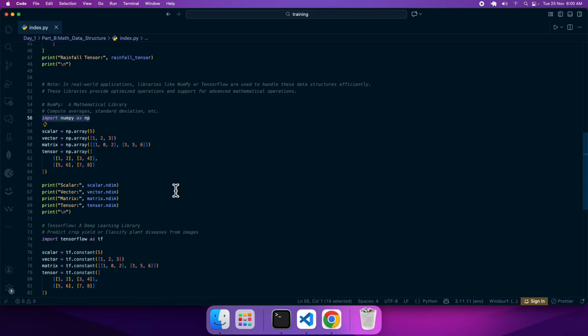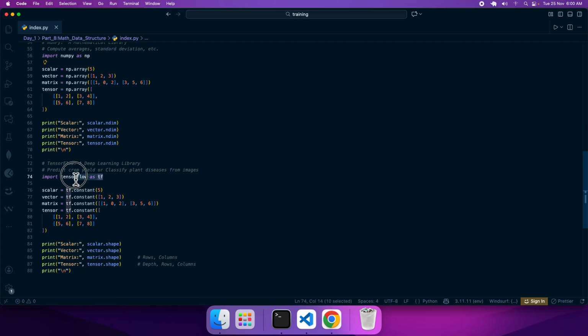And lastly, we come across something called TensorFlow. Well, TensorFlow is a very popular library in context to deep learning. Now, when should I use TensorFlow? Well, it comes when the prediction, probability.